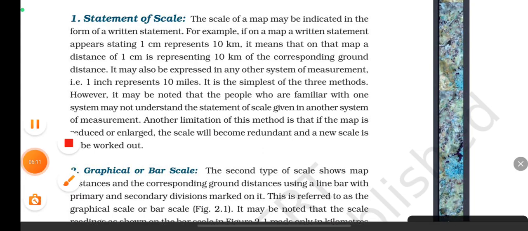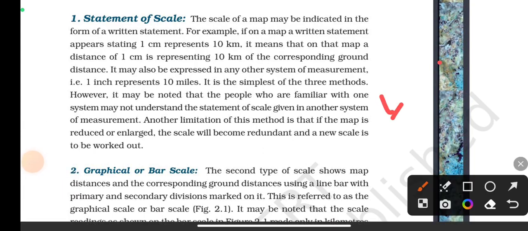So we know that there are certain demerits or disadvantages of statement scale, that if I don't know the measurement in miles or inches scale, then I don't understand it, right? Or a person will not understand it if he or she is not familiar with the English system. And another problem will appear that when the map is reduced or enlarged, the scale won't be changed, so that is also a problem.